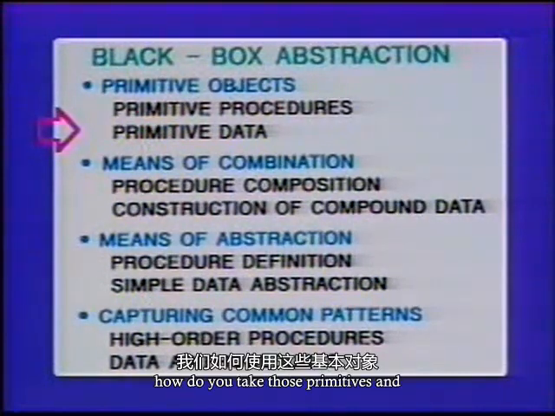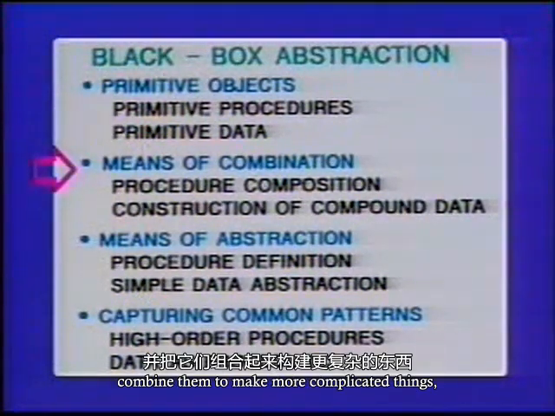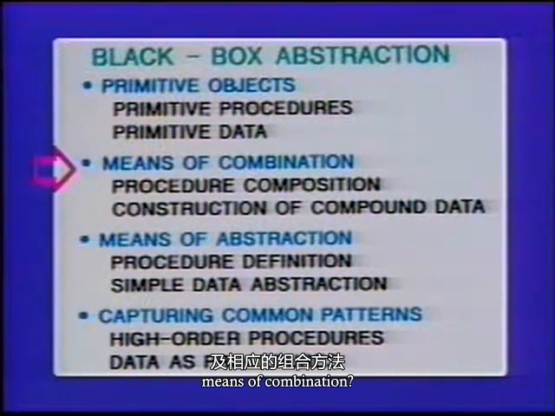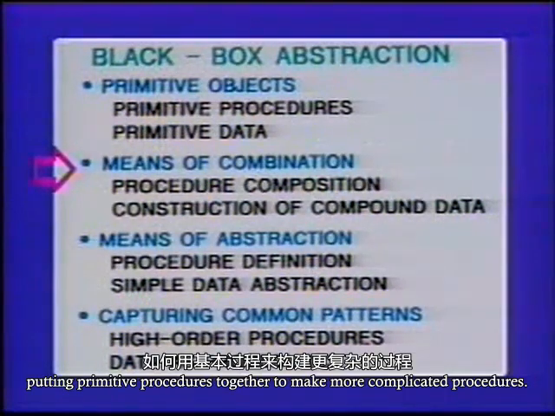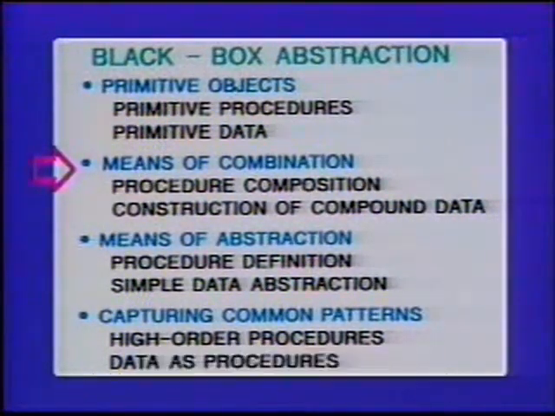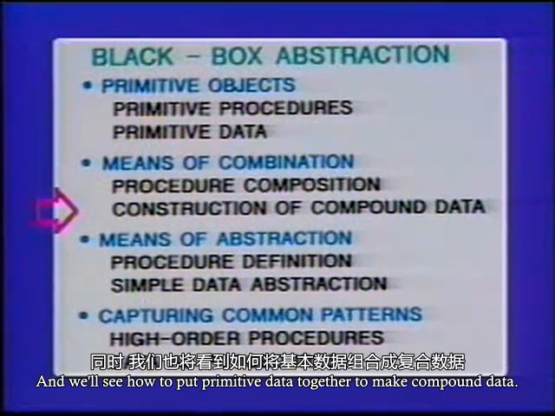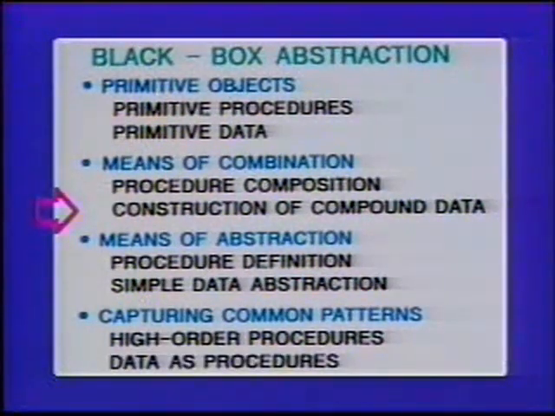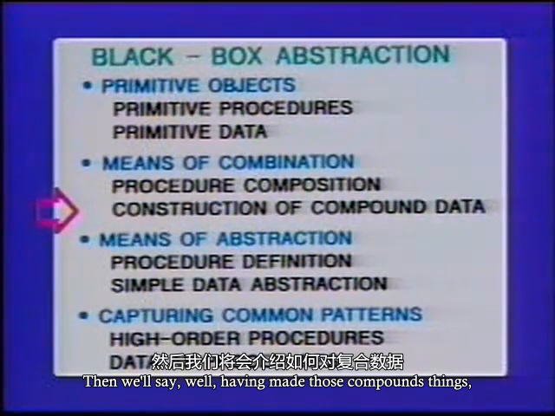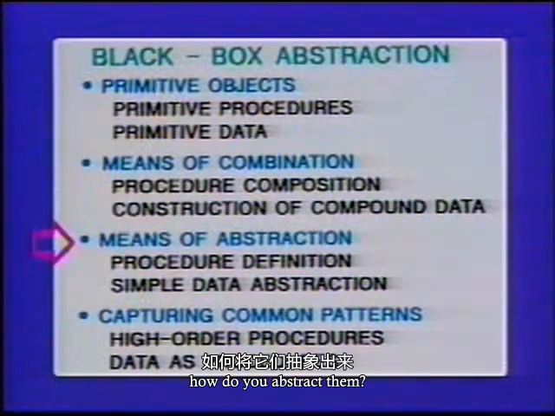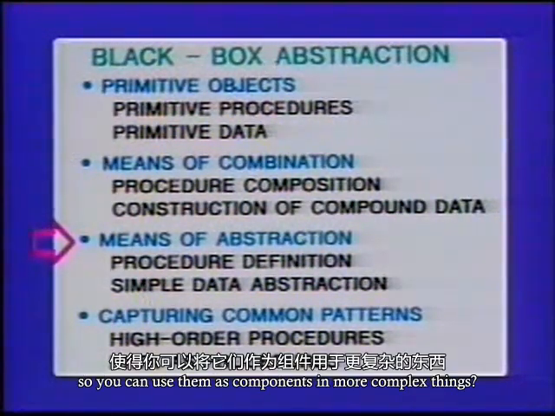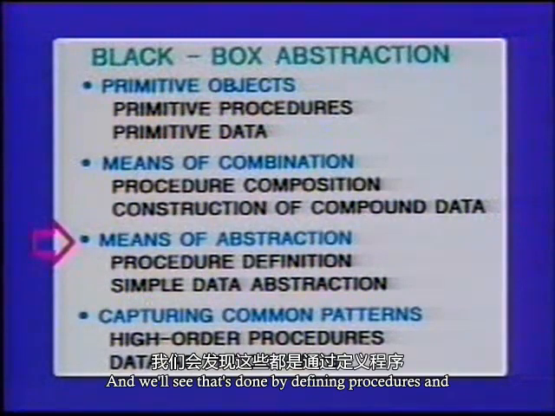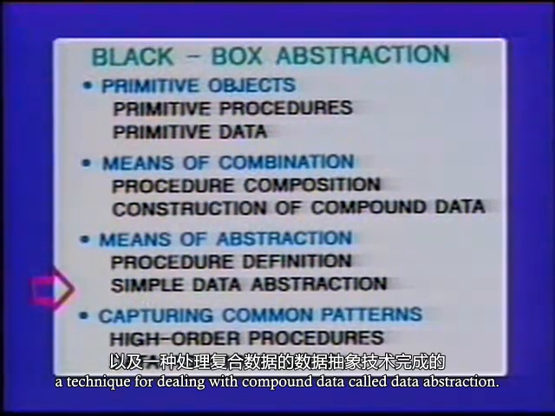Then we're going to see how do you take those primitives and combine them to make more complicated things. Right? Means of combination. And what we'll see is that there are ways of putting things together, putting primitive procedures together to make more complicated procedures. And we'll see how to put primitive data together to make compound data. Then we'll say, well, having made those compound things, how do you abstract them? How do you put those black boxes around them so you can use them as components in more complex things? And we'll see that's done by defining procedures and a technique for dealing with compound data called data abstraction.